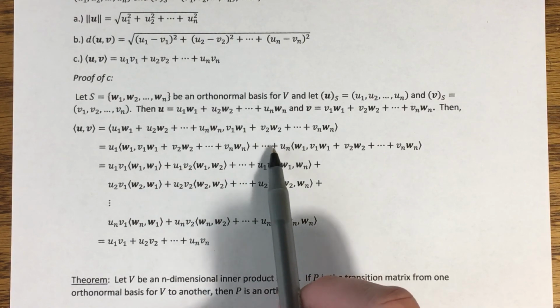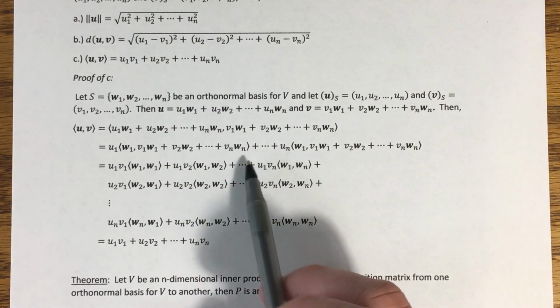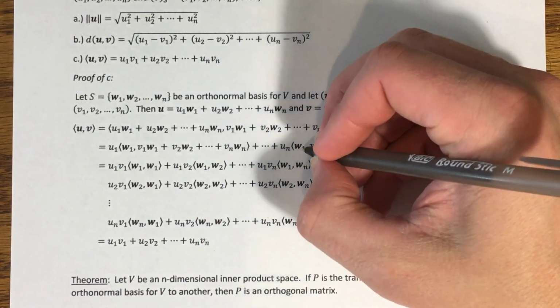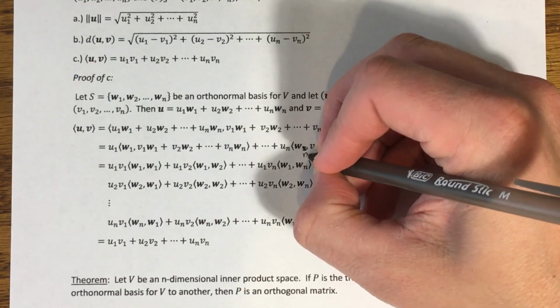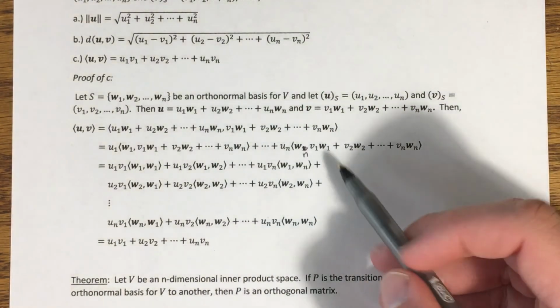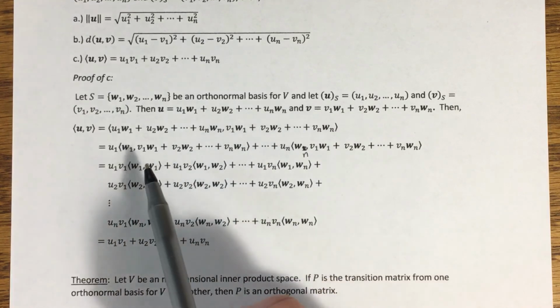I do have a typo. This should be WN right there. So a total of n of these.